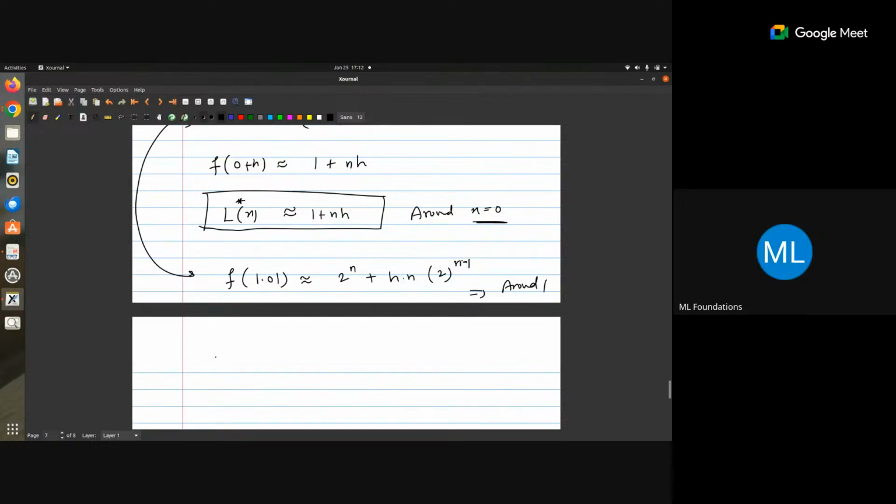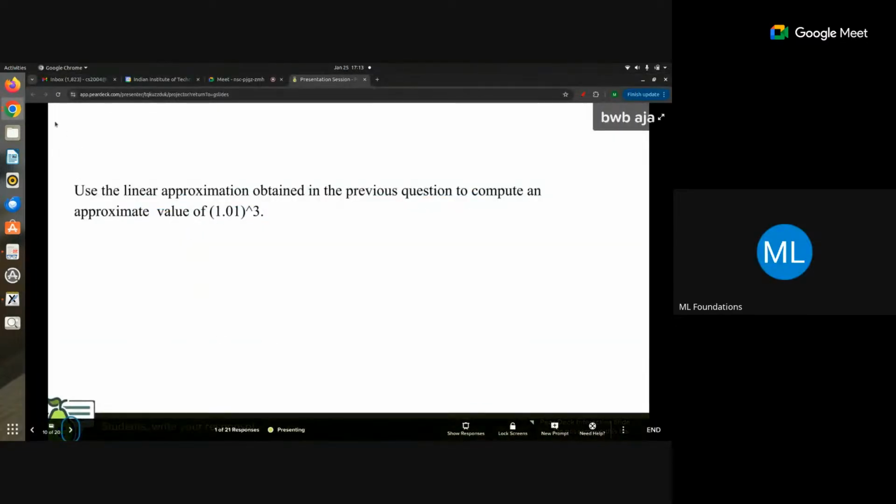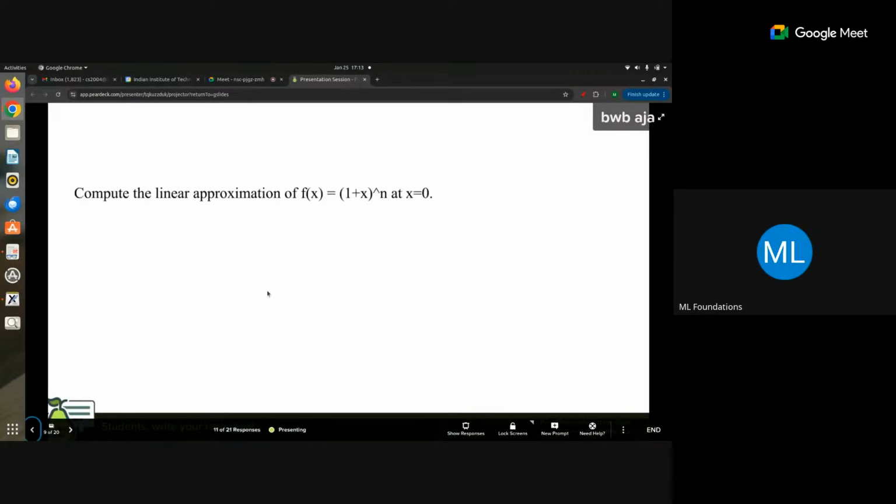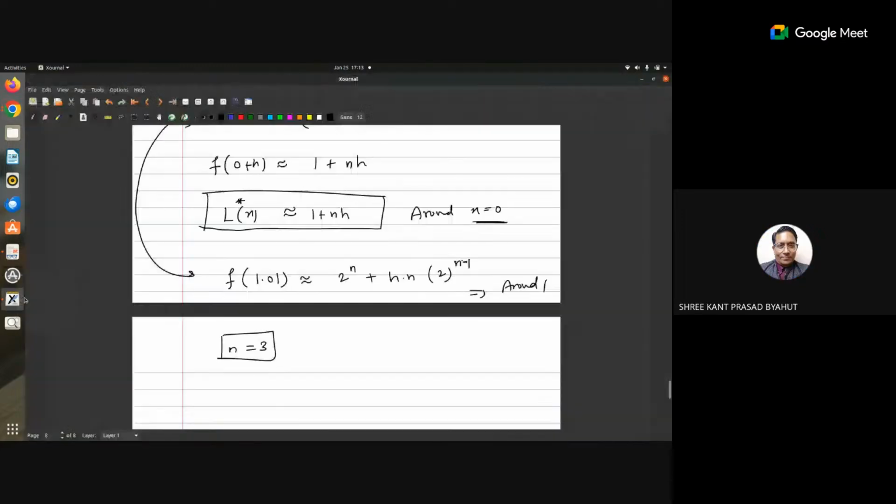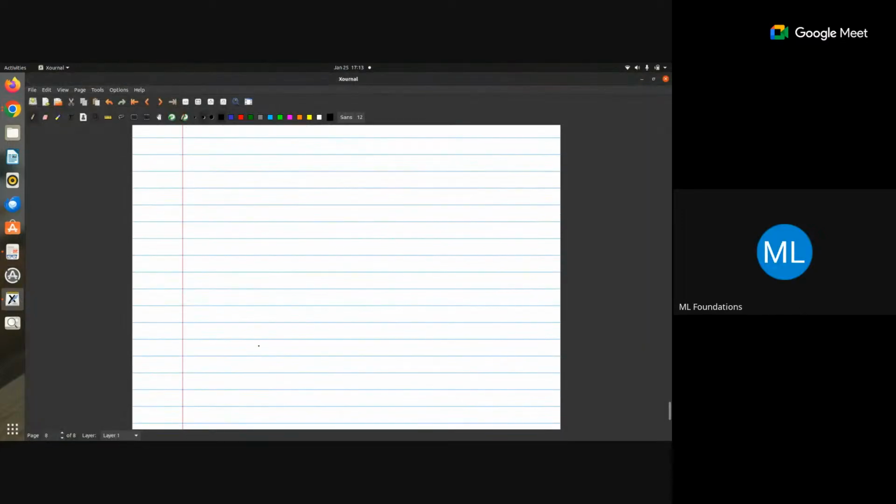Now you have to use this approximation to find the answer. And what is n here? Equal to 3. How did this 2 to the power n come? This is your 1 plus x to the power n, right? This is the function. Okay, maybe I'll write it down again for you. Both are different questions. So 1 plus x to the power n, right? I need to find the linear approximation around 1.